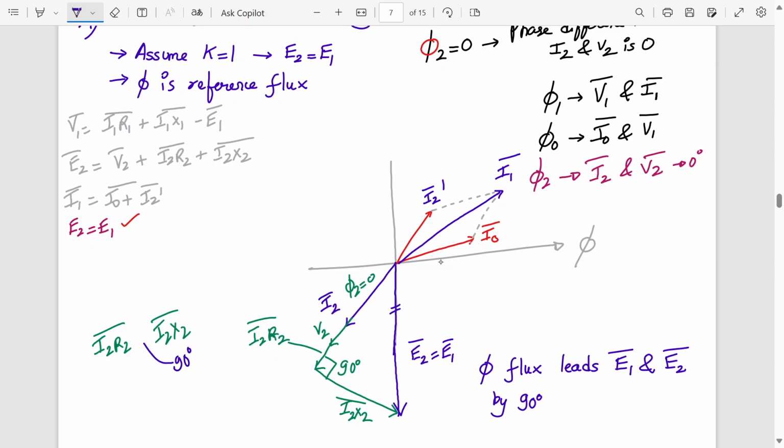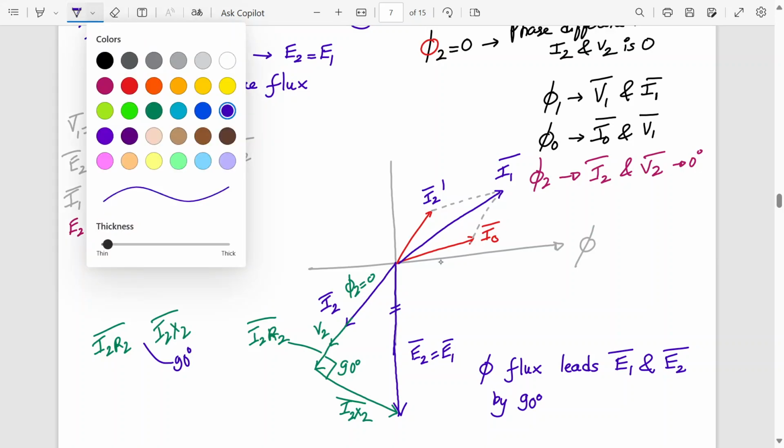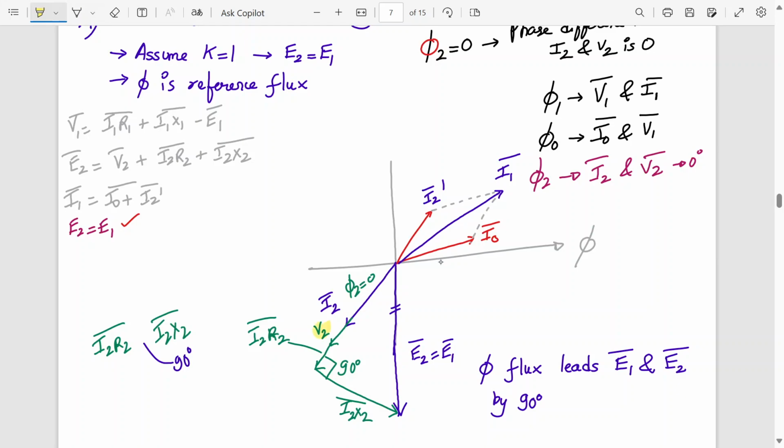We have dropped a perpendicular over here at 90 degrees, and where it touches is E2. So what is this E2? E2 consists of V2 plus I2 R2 plus I2 X2. Correct? This is equal to E2. Agreed now? So E2 is V2 plus I2 R2 plus I2 X2. Do you agree with this? Yes, sir.